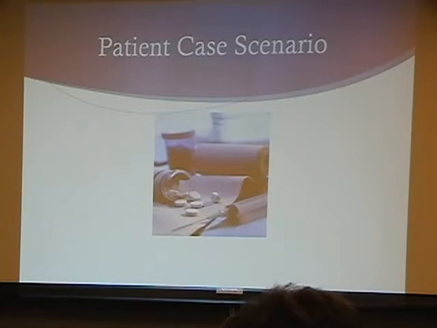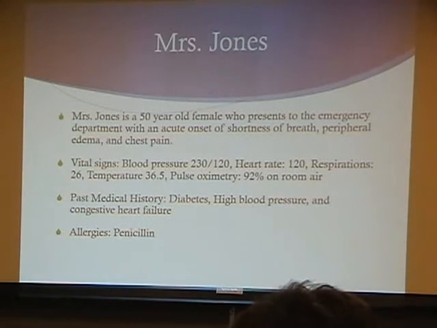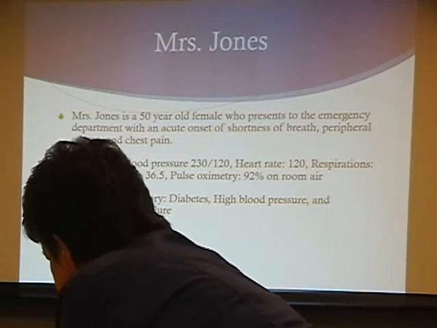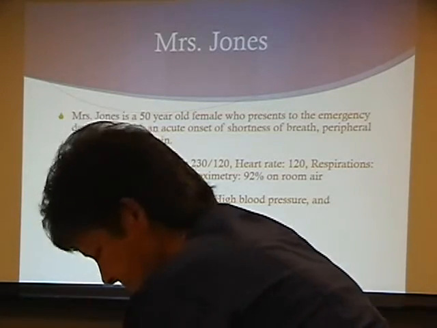Okay, so we're going to get into my little patient case scenario here. And we're going to meet Mrs. Jones. She's a 50-year-old female who presents to the emergency department with an acute onset of shortness of breath, peripheral edema, and chest pain. Blood pressure 230/120, heart rate of 120, respirations 26, temperature 36.5, pulse oximetry 92% on room air. Has a past medical history of diabetes, high blood pressure, and congestive heart failure, and allergies to penicillin.